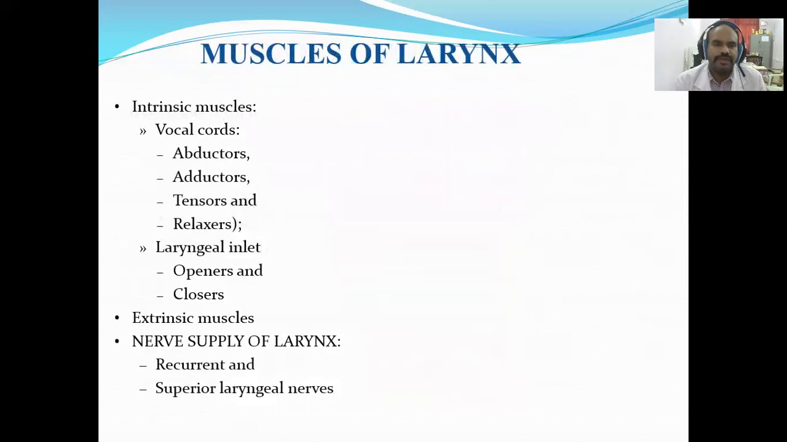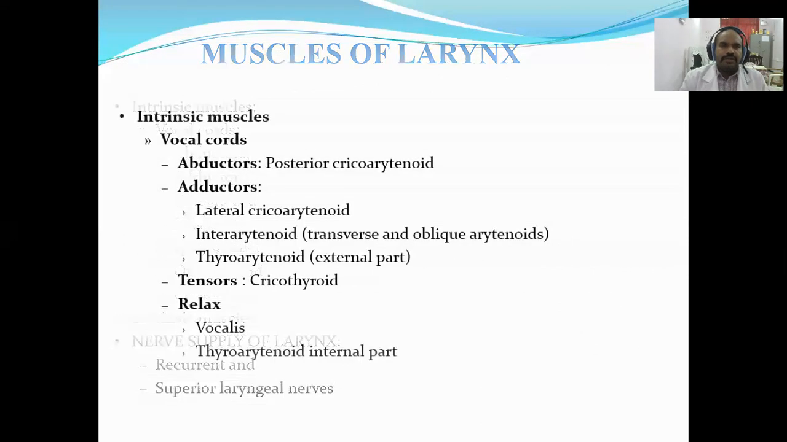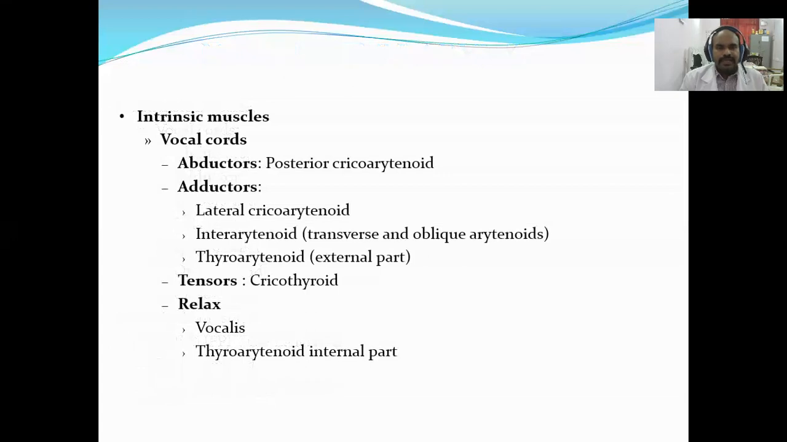Muscles of the larynx: we have a few intrinsic muscles and a few extrinsic muscles. Of the intrinsic muscles, we have vocal cord adductors, abductors, tensors, and relaxers. On the laryngeal inlet, we have openers and closers of the larynx. All these are intrinsic muscles of the larynx. Then we have a few extrinsic muscles of the larynx. We also have the nerve supply of the larynx, especially your recurrent laryngeal nerve as well as the superior laryngeal nerve.